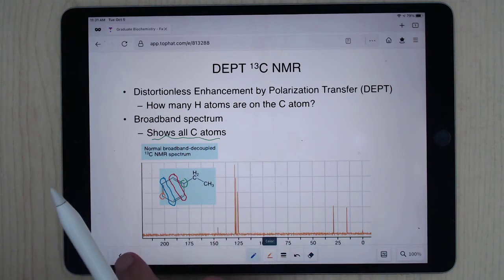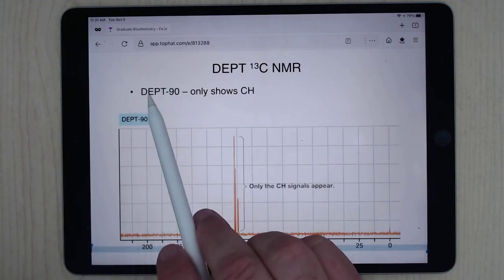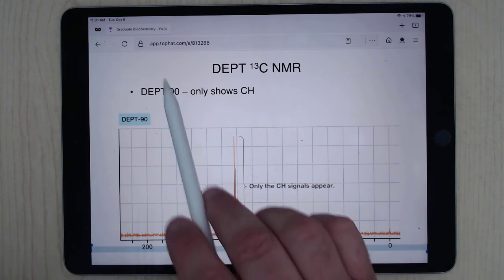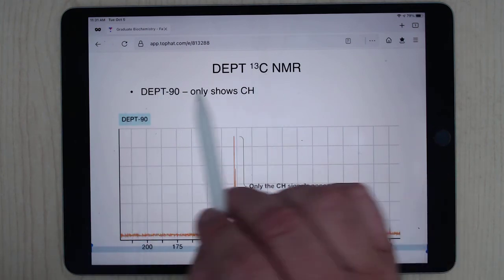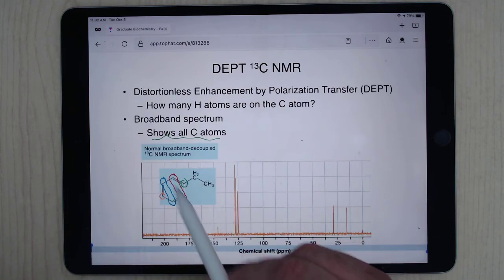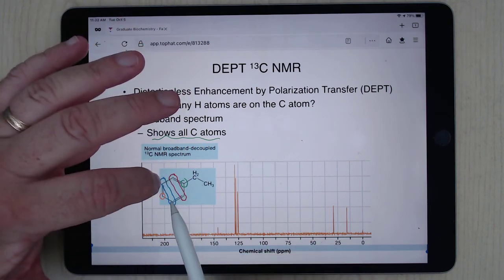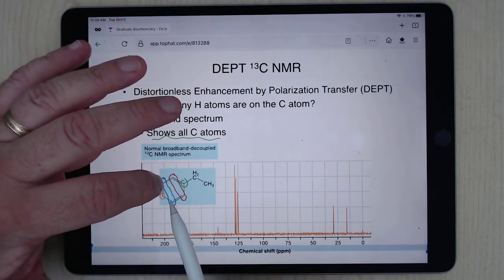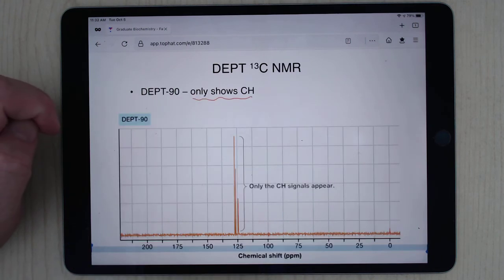It turns out that if you run what's called a DEPT-90, and we can do this on our NMR, it works really well, it only shows CHs. So what we're going to see is these guys, because these are CHs, and these guys, which are CHs. And that's all that's going to show up.